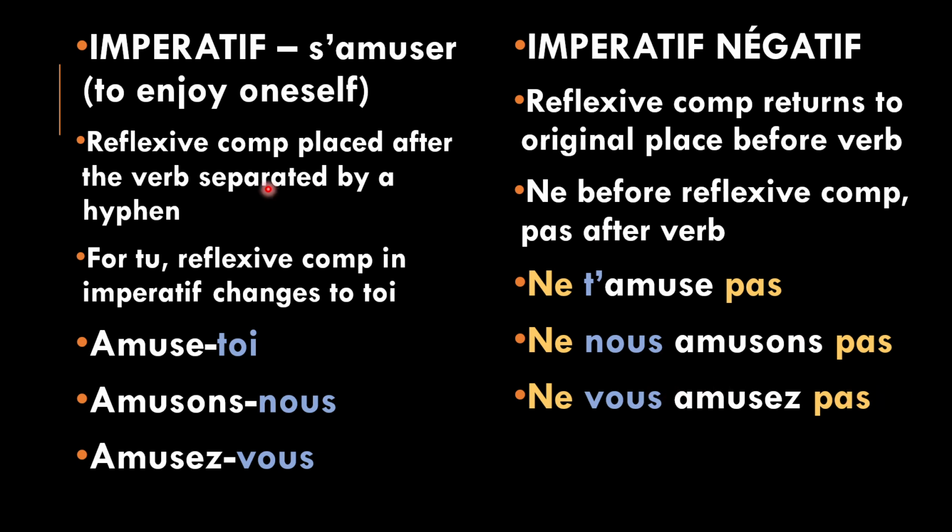Okay, so remember, positive imperative, the reflexive component goes after the verb. Te becomes toi. Okay, nous and vous remain the same, separated with a hyphen. And the imperative negative, it's similar to the simple present tense where you just strike off the subject. And for ER verbs, the normal rule of striking off the last s in the imperative still applies.